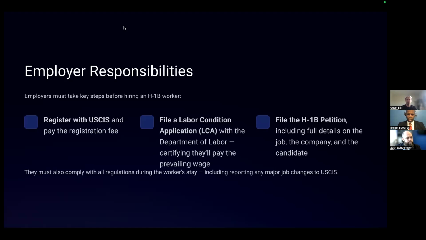What this is essentially saying is that the employer has to fill out an application detailing the job: the job site, the duties of the job, and what the wage is going to be. They have to send this documentation to the Department of Labor. Once it's filed, the Department of Labor will confirm the minimum amount that has to be paid to the worker in this position. This is to make sure that foreign workers aren't being paid less than a U.S. citizen. After this is done, the employer will file the H-1B petition, including full details on the job, the company, and the candidate.